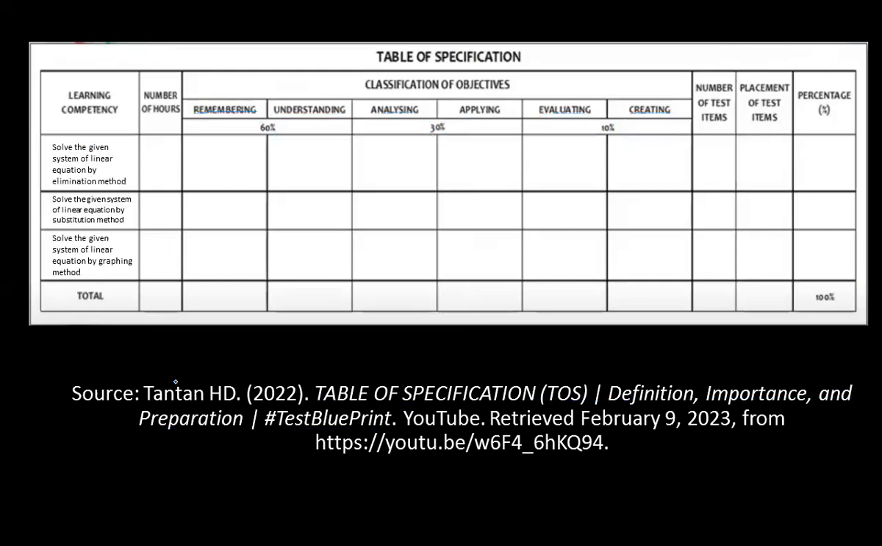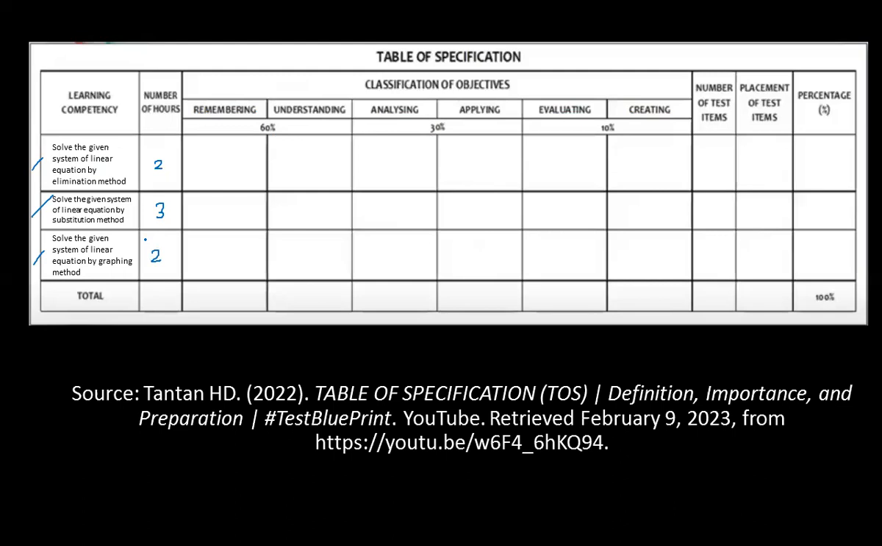So let's use the previous example that I used. Solve the given system of linear equations by elimination method, then substitution method, and graphing method. So these are the three learning competencies that I want to see in my students so that I can evaluate if they have learned something. Alright? So earlier, I said I discussed the elimination method for 2 hours, the third learning competency for 3 hours, and this one also for 2 hours.